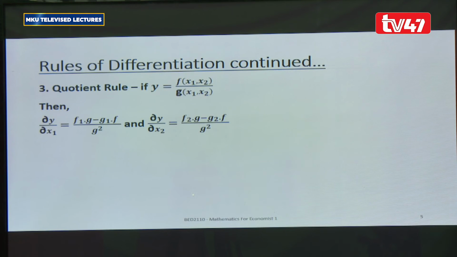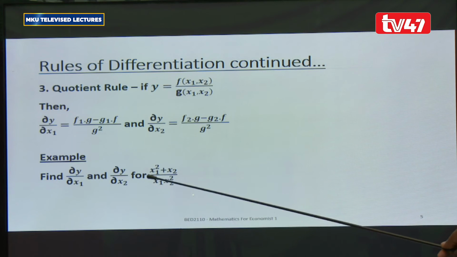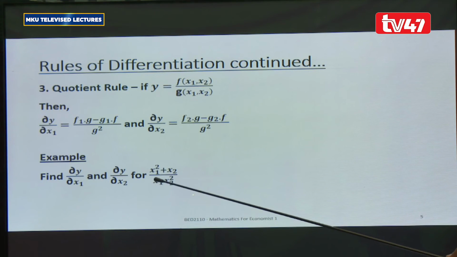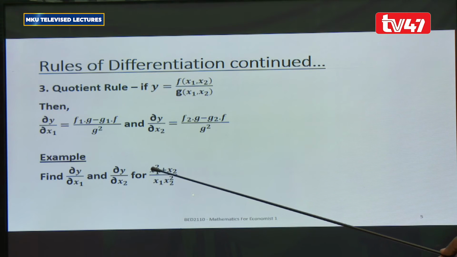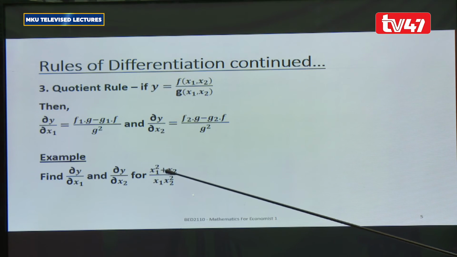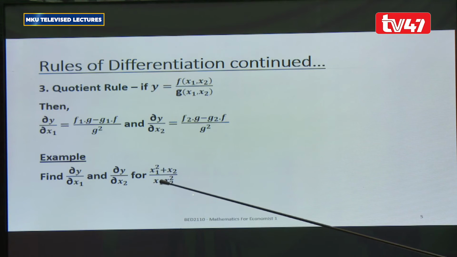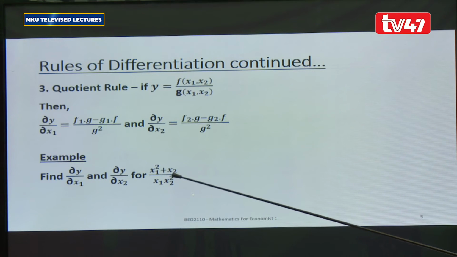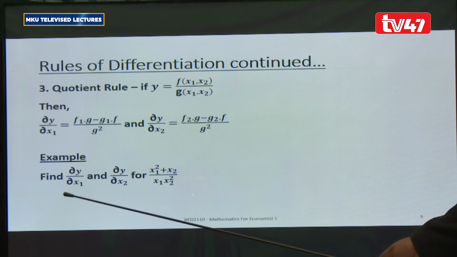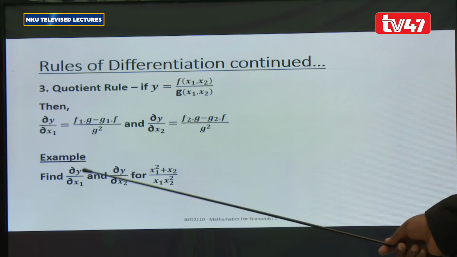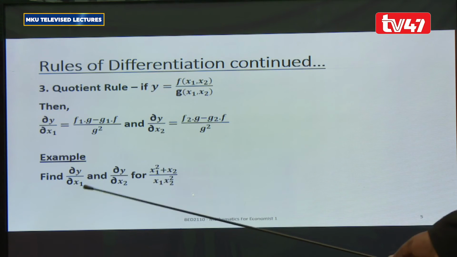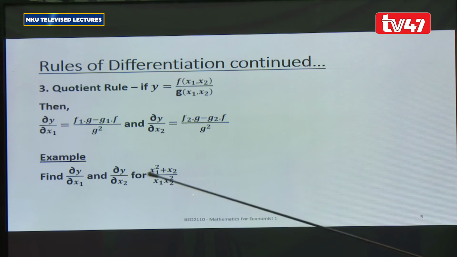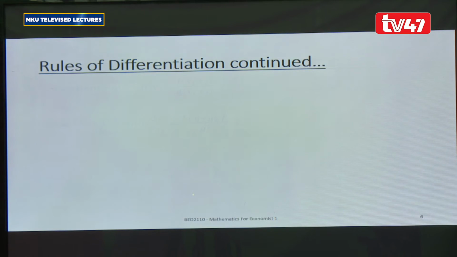We can get an example for us to understand this. You're given a function, and in this case a function that has got the numerator as x1 squared plus x2 over x1 x2 squared equals y, and you're expected to determine the partial derivatives of this function with respect to x1 and x2. So such a function, we now apply the quotient rule. So let's get the partial derivatives.